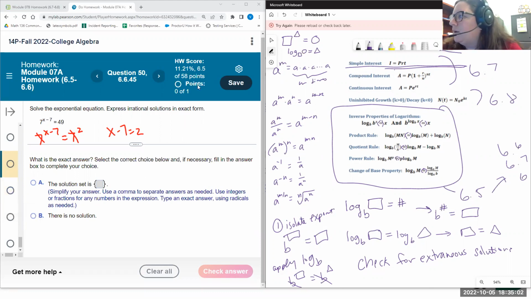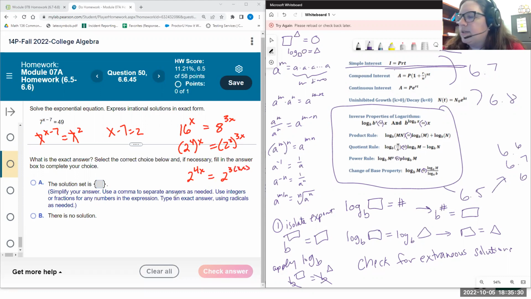If I had something like 16 to the x equals 8 to the 3x or something, then I'd have to recognize 16 is 2 to the 4th, 8 is 2 cubed, and I have that matching base then. So we would have the 4x and the 3 times the 3x, etc. So you might have to manipulate one or both sides to get them to be a power of the same base, but it's still going to be easier to do that than necessarily to start working with the logs.